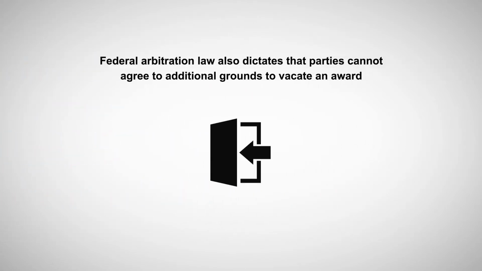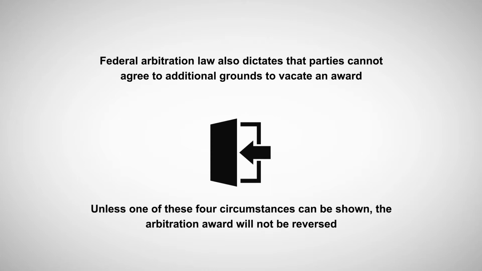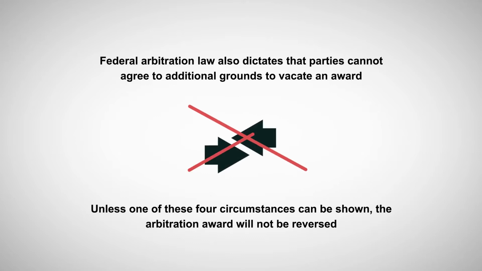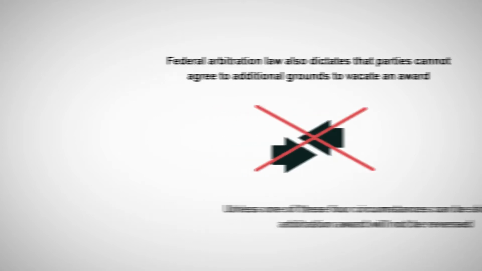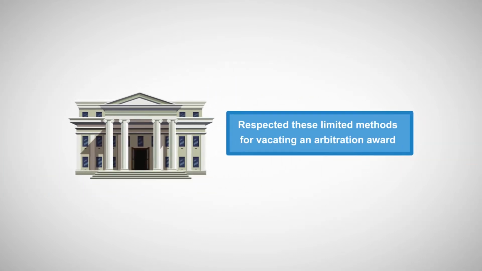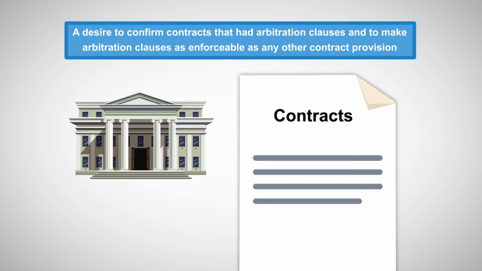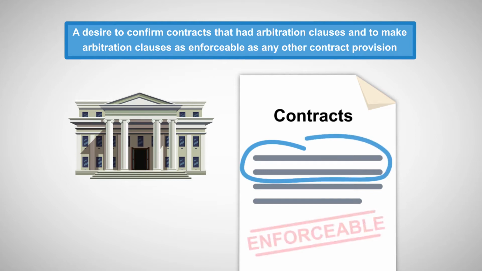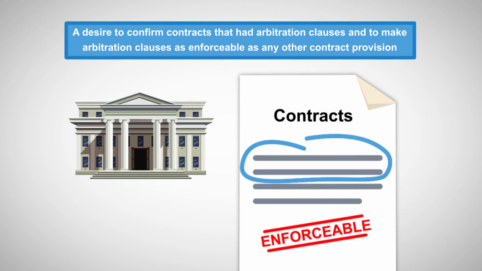Federal arbitration law also dictates that parties cannot agree to additional grounds to vacate an award. Unless one of these 4 circumstances can be shown, the arbitration award will not be reversed. Time and time again, the United States Supreme Court has respected these limited methods for vacating an arbitration award. In one case, the court reasoned that Congress passed the FAA because of a desire to confirm contracts that had arbitration clauses and to make arbitration clauses as enforceable as any other contract provision.